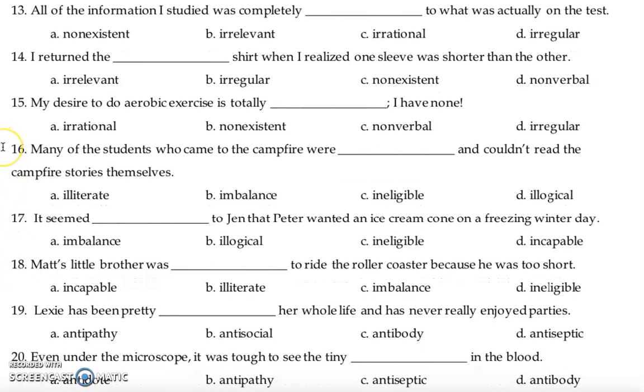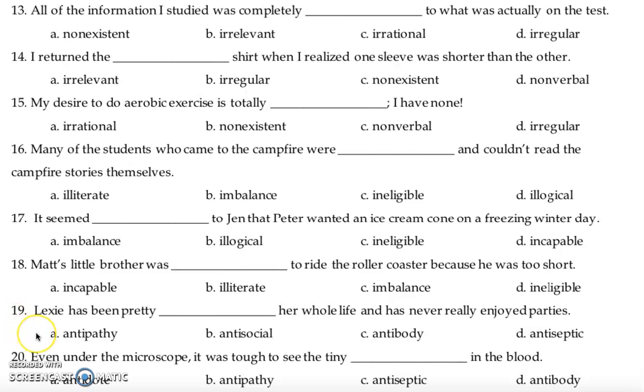16, many of the students who came to the campfire were blank and couldn't read the campfire stories themselves. Illiterate, imbalance, ineligible, illogical. 17, it seemed blank to Jen that Peter wanted an ice cream cone on a freezing winter day. Imbalance, illogical, ineligible, incapable. Matt's little brother was blank to ride the roller coaster because he was too short. Incapable, illiterate, imbalance, ineligible.